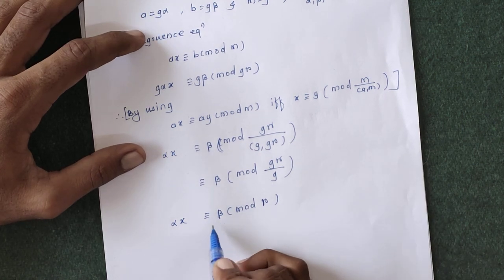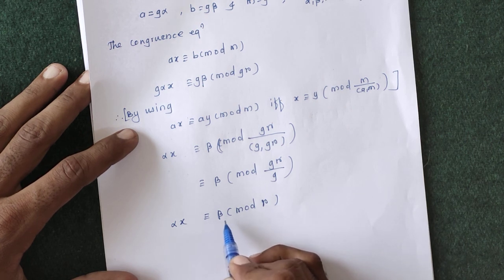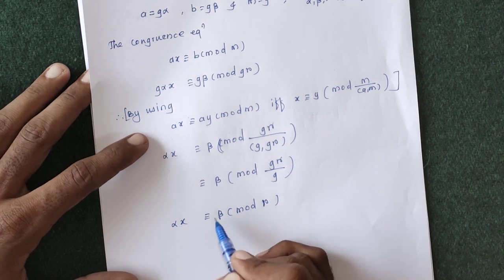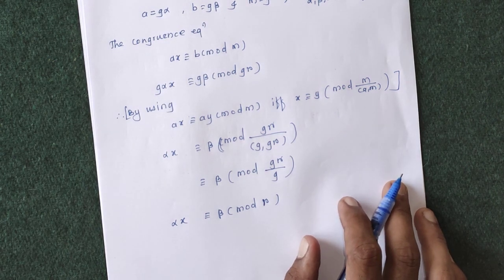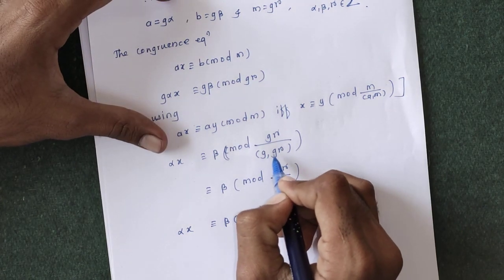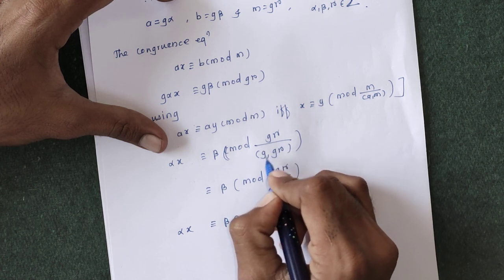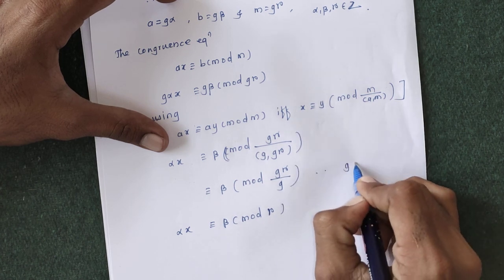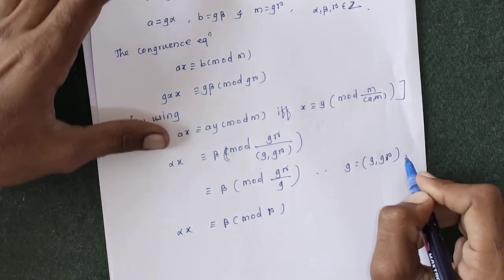But we cannot say that this beta by alpha will be an integer. If we could say that beta by alpha is an integer, then our solution is x equals beta by alpha. But here we cannot say that beta by alpha is an integer. So here in these two steps we have just taken this GCD of A and M, gamma. Instead of writing this GCD of A and M, we have just written G, since this G is the GCD of A and M. This is the reason for this step.